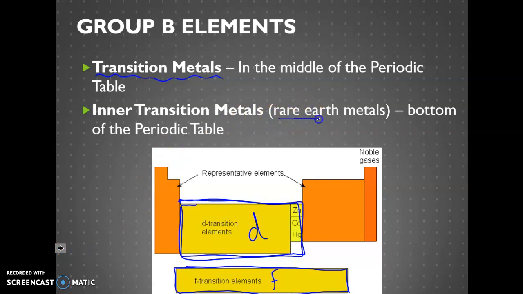We call these the rare earth metals. Man, I'd like to get my hands on some of them rare earth metals.